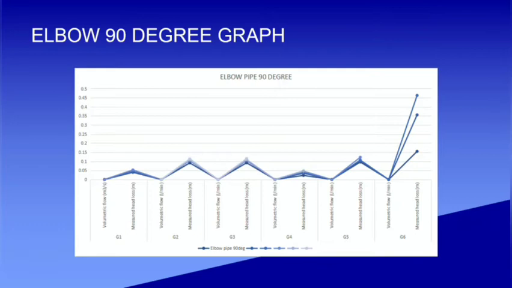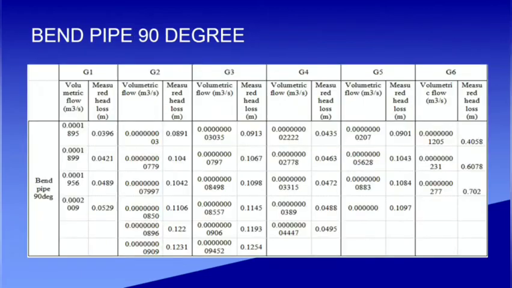As you can see, there are higher bumps in this elbow 90 degree pipe. So we can indicate that more friction losses occur in this kind of elbow 90 degree piping system. For the third condition, we have the bend pipe 90 degree.